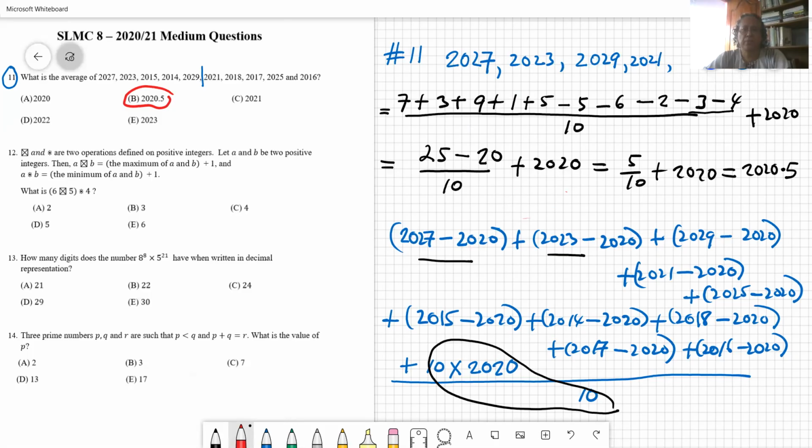Okay, so let's look at the next problem, number 12. So let me get rid of all this.